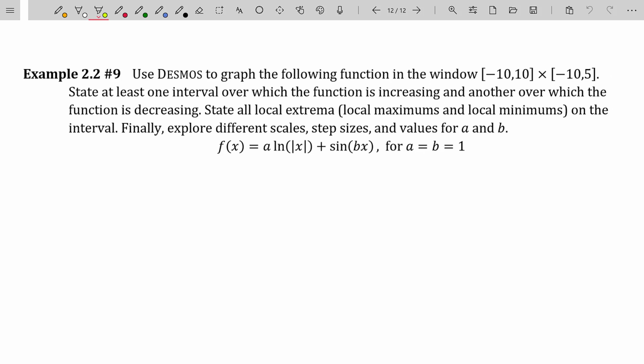We're also going to talk about where the function's increasing or decreasing. So we get to kind of play around with this and really pull in the idea of local maximums and minimums and increasing and decreasing into a very robust example. Let's go ahead and go over there.